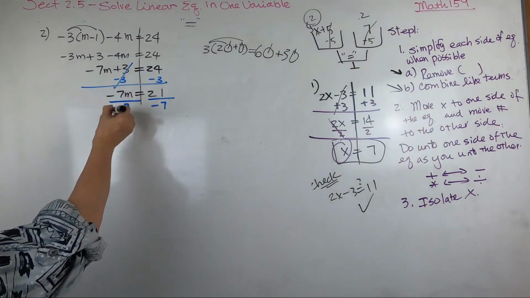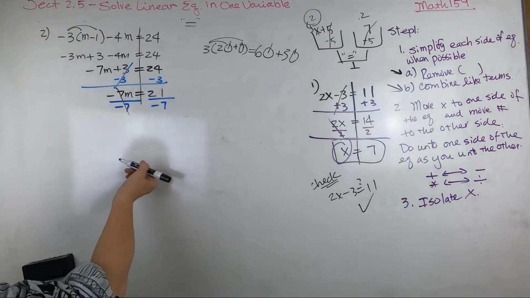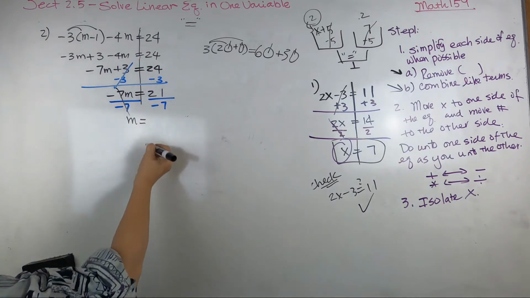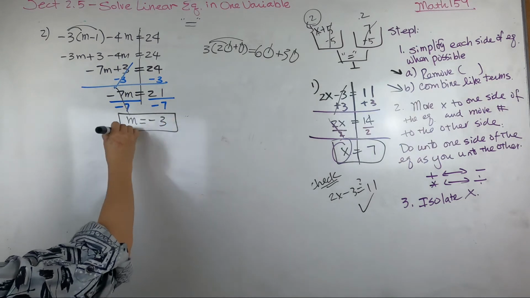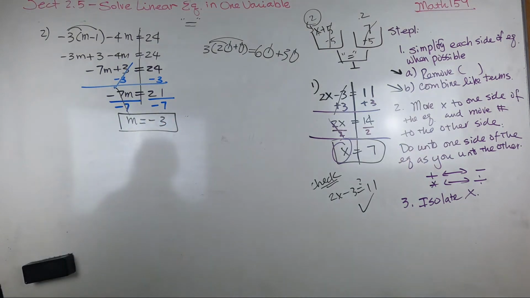Okay? So negative and negative is positive, the 7s cancel. So you get m equals what? Negative 3. So that would be the answer. If you plug in, you'll find out it will be correct.